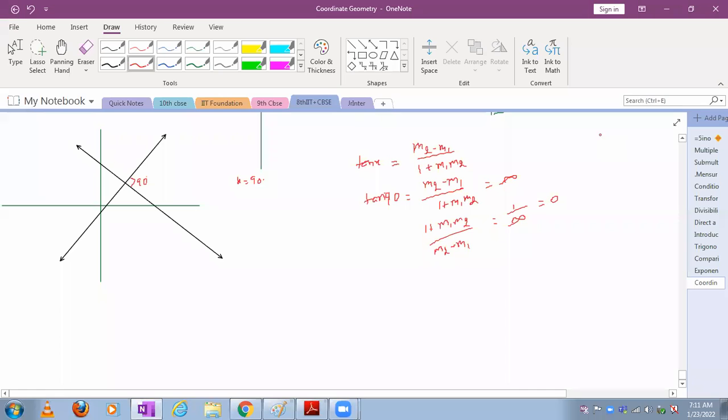See, 1 by 0 is infinity. Remember this: 1 by 0 is not defined, that is called infinite. Or if you reciprocate this, 0 is equal to 1 by infinity. Yes or no? Yes. So now see here, 1 plus m1 m2 becomes equal to what then?